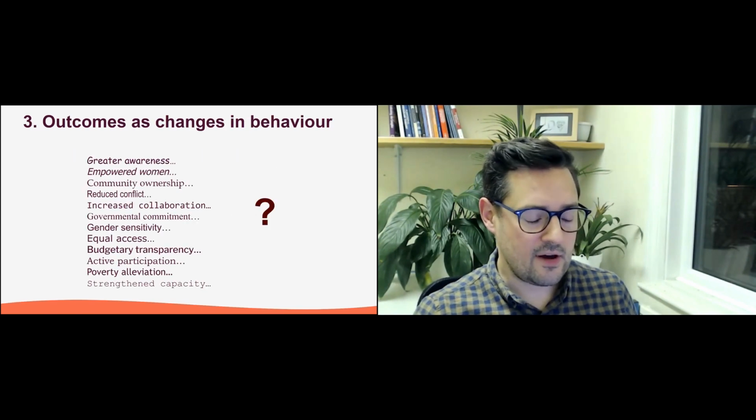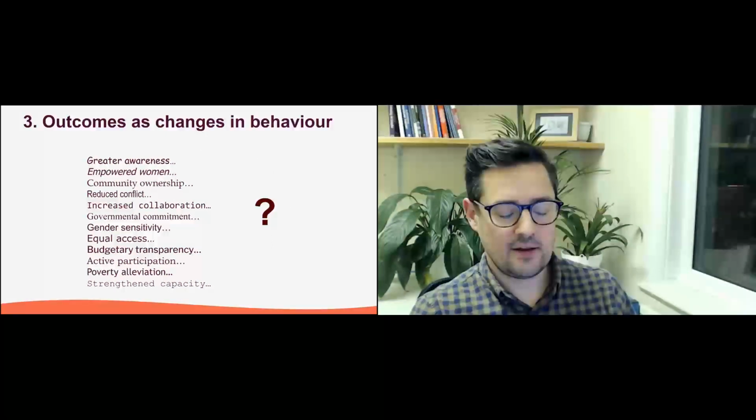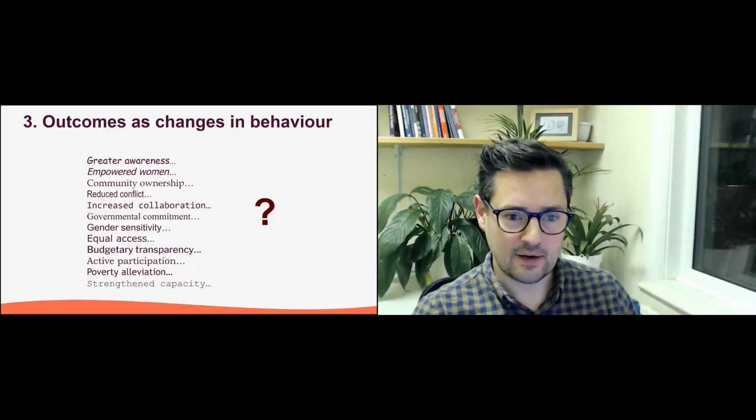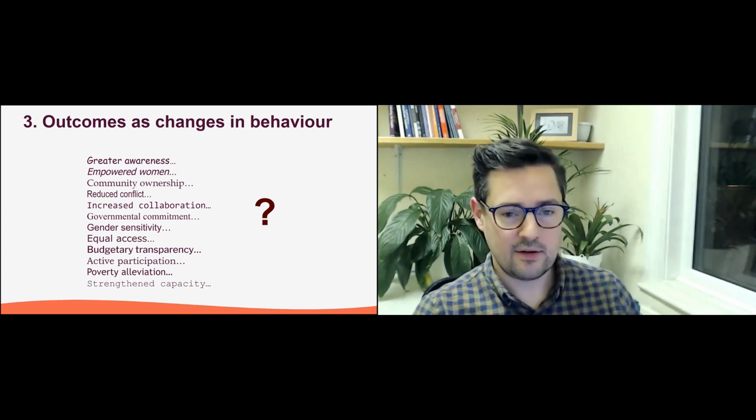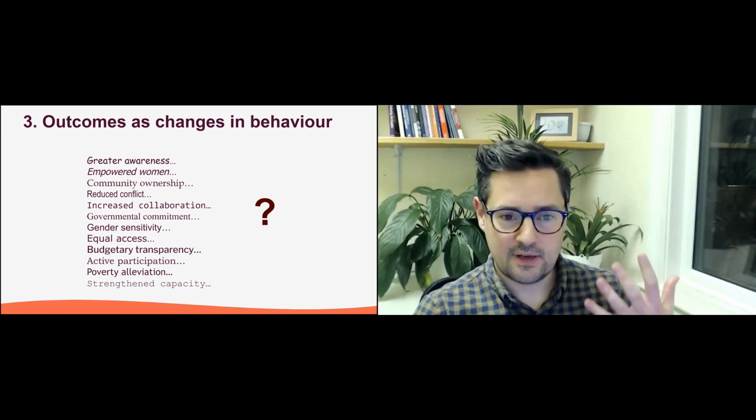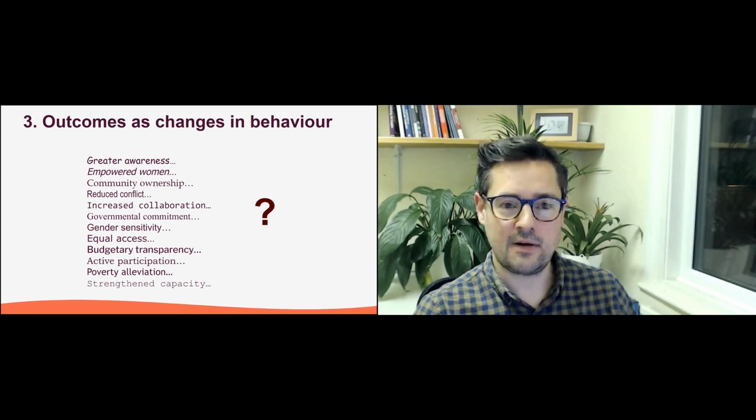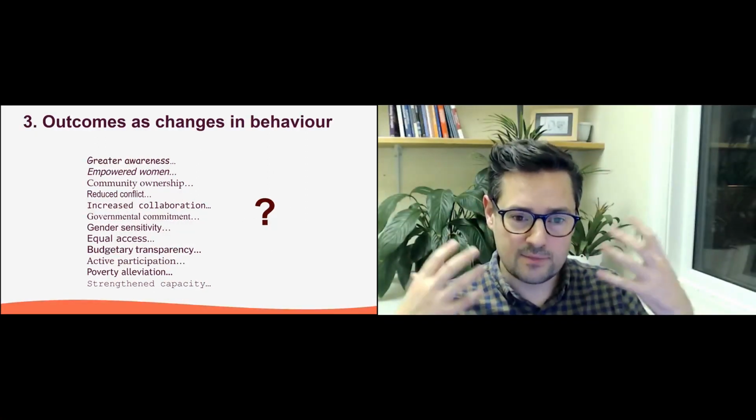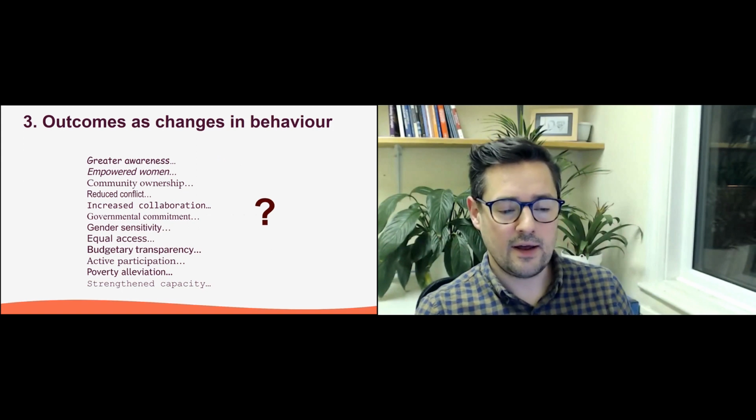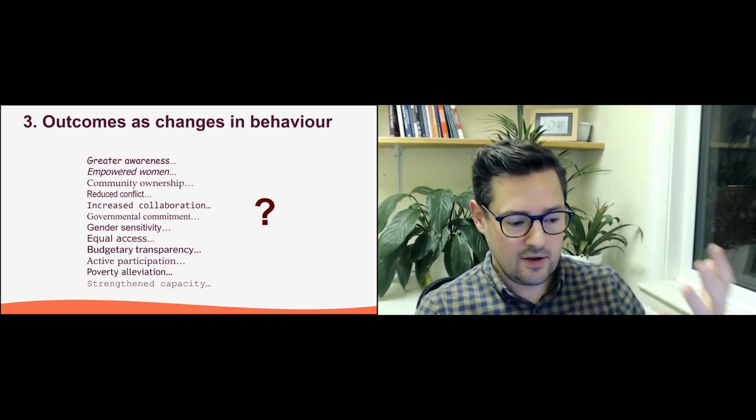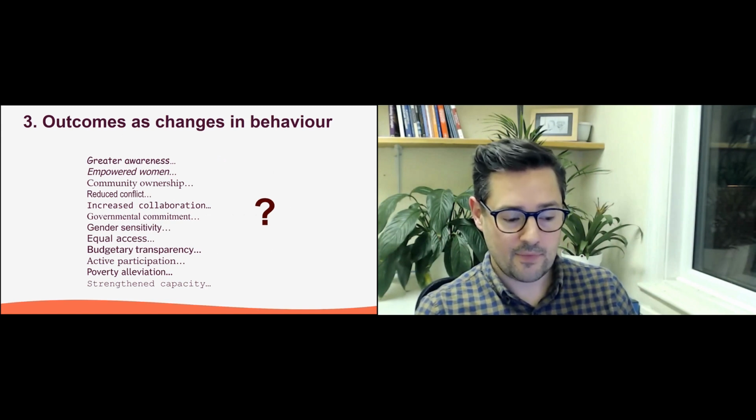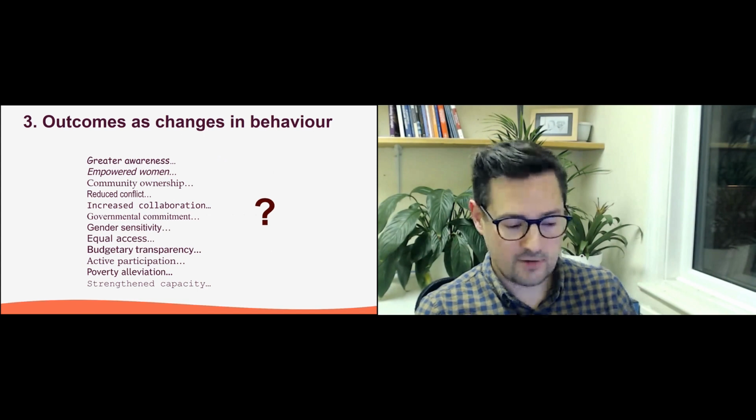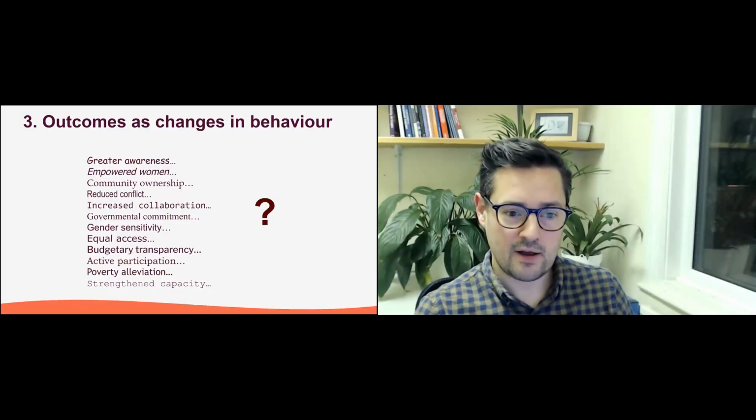The third core concept is outcomes as changes in behavior. Kaya already mentioned this. In outcome mapping, we describe outcomes in terms of behavior change. And when we talk about behavior, we mean something very visual and observable, hence why we've got this list of terms here, all of which are very good things to aspire to.